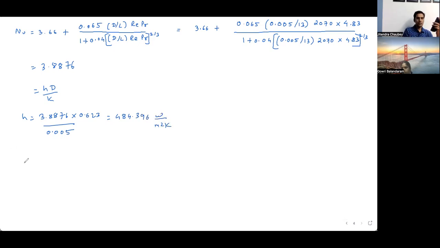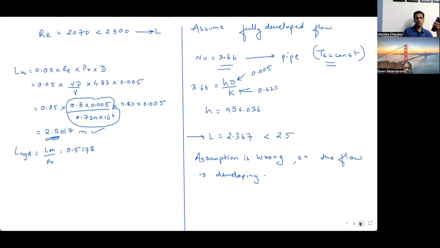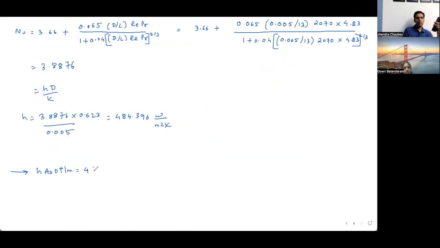Okay, now let us substitute in the equation of Q, which was h A delta T LM. h A delta T LM is equal to 489.26. h is 484.396.